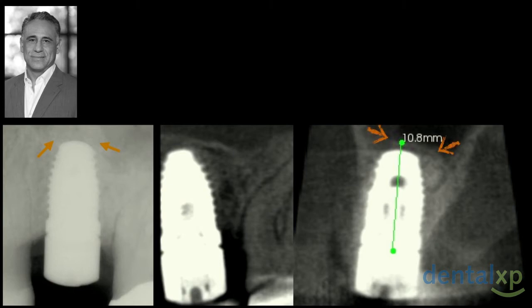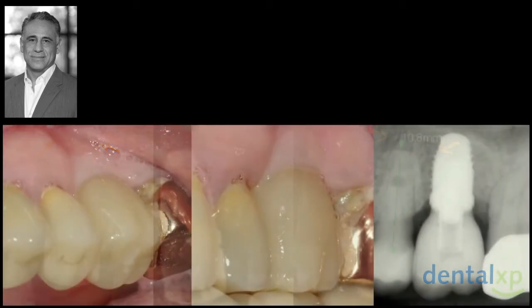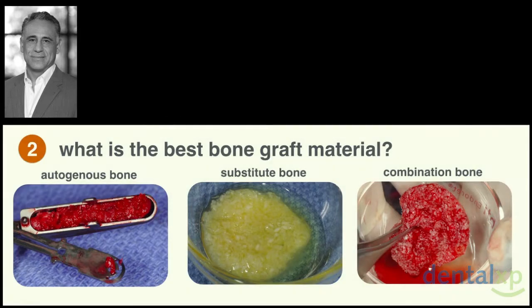We see that we did achieve the elevation, and we had about 11 millimeters of bone, which was 1 millimeter less than what we had planned, but quite successful in achieving the lift that we had anticipated. And this is how it was restored and worked out quite well.